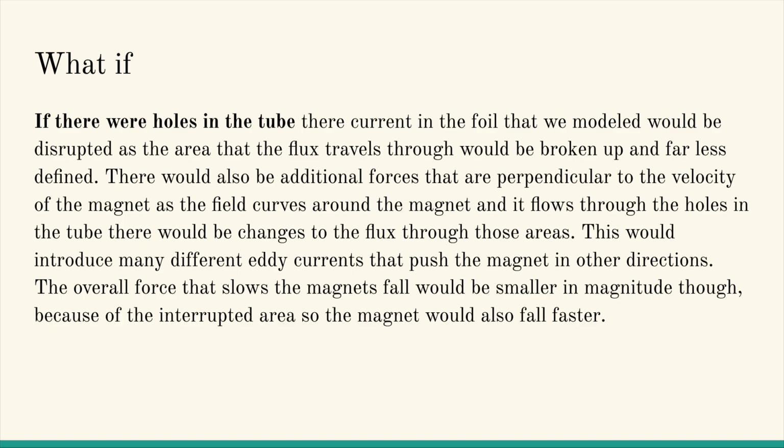What would happen is there would be magnetic field flowing in those holes, so magnetic flux through those holes, and there would also be eddy currents induced in those, which would cause perpendicular forces to move the magnet perpendicular to its velocity. It would also interrupt the normal area that the flux flows through, so the normal current we talk about would be interrupted, and it would fall faster because it would have less of a force to counteract the falling, and it would also move around sideways because of the perpendicular forces.